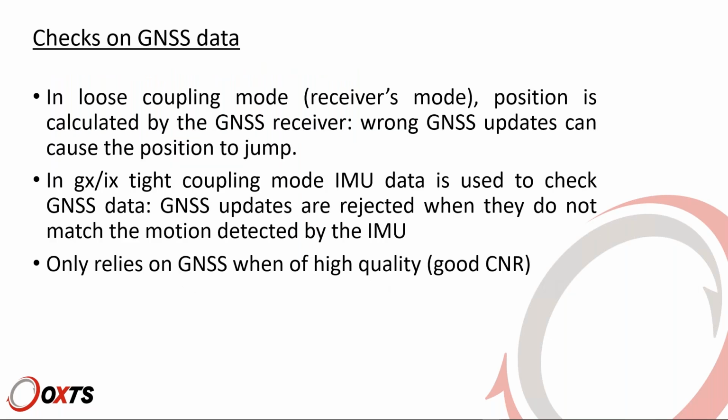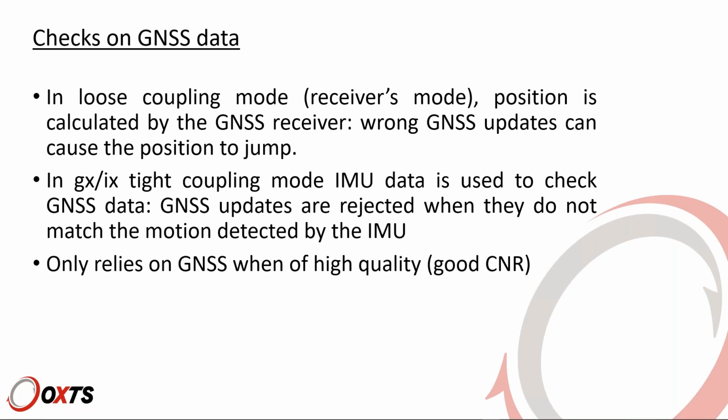First, the checks on GNSS data. In loose coupling, or what sometimes we call receivers mode, position is calculated by the receiver. So if a wrong GNSS update comes in because of multipath, for example, the GNSS signal being deflected by obstacles, buildings, trees around the system, this will cause the position to jump.